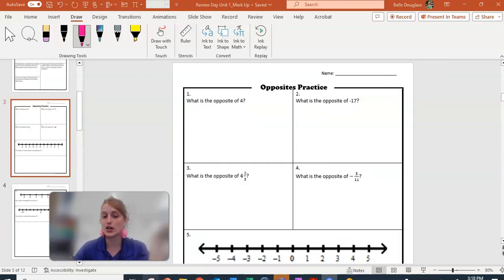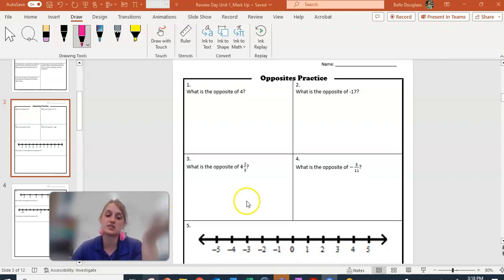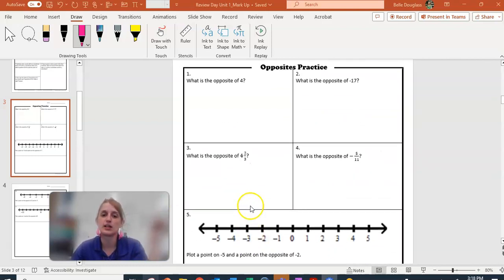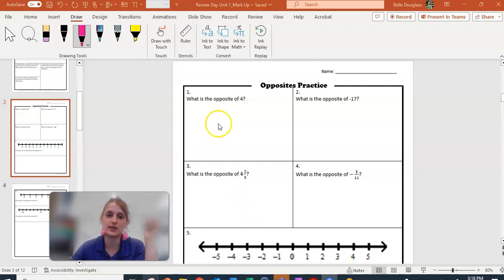All right, I'm on the back page. I didn't even fill it all the way. There's empty space at the bottom. So these are really lightning fast. What's the opposite of 4? -4. That's all you have to write. The opposite of 4? -4. Moving on. You can do the opposite of 17.